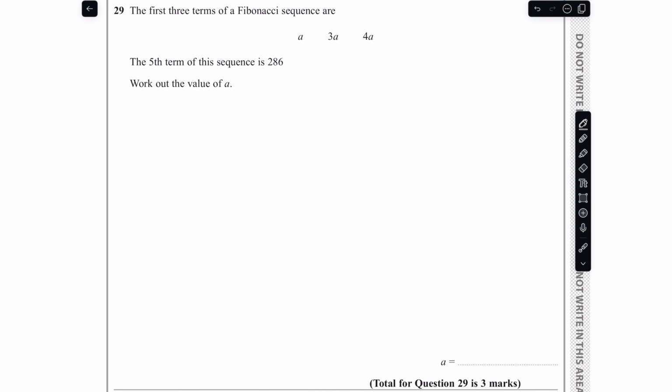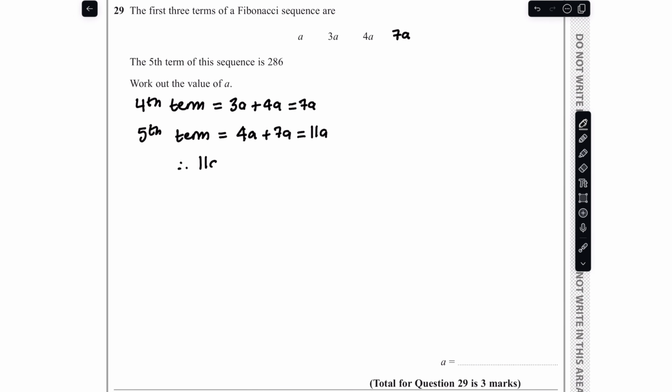So what I'm going to do now is work out the 4th term. So the 4th term equals 3a plus 4a, and that's 7a. So I'm going to write 7a here. And the 5th term equals 4a plus 7a, which gives you 11a. Therefore, 11a equals 286. So a equals 286 divided by 11, which equals 26. So the final answer is 26.